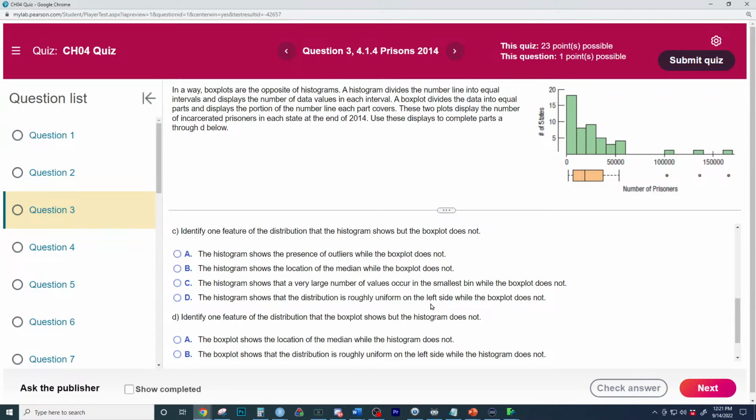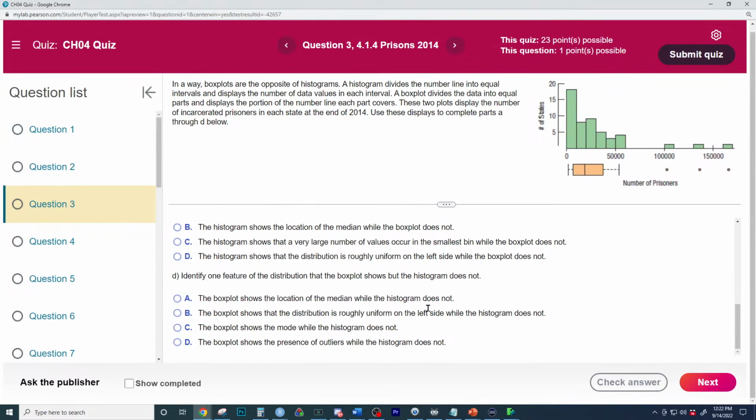This histogram shows that the distribution is roughly uniform on the left side, while the box plot does not. Is it going to say it's roughly uniform? Oof. The interpretation on that, we'll come back to that.